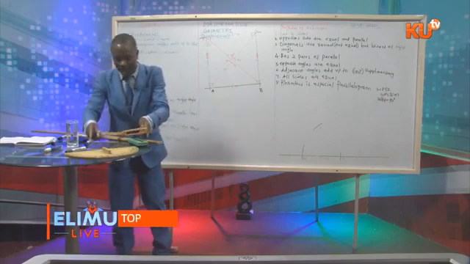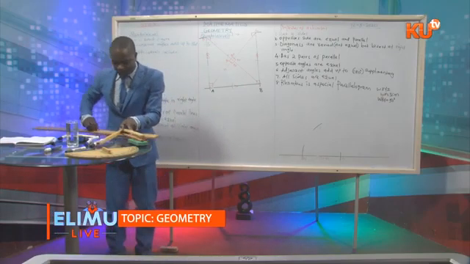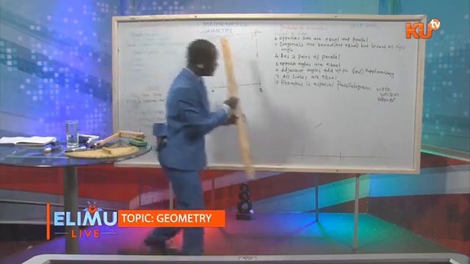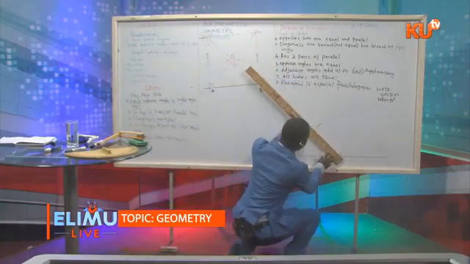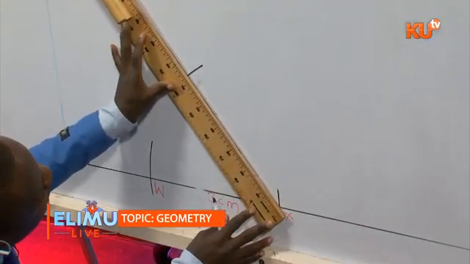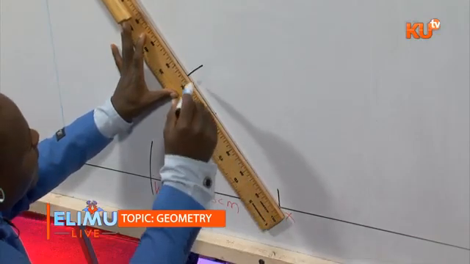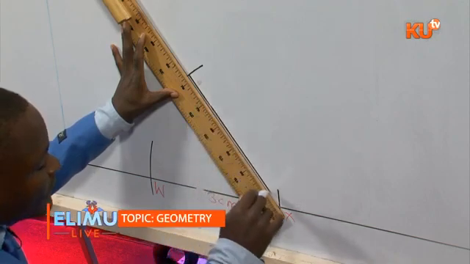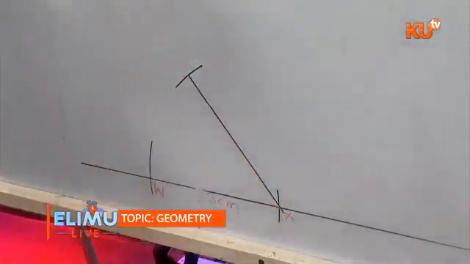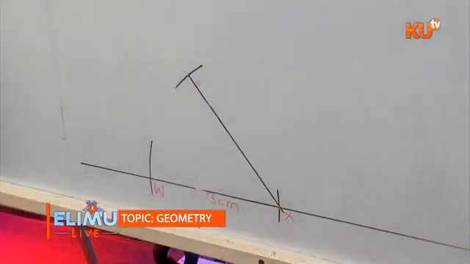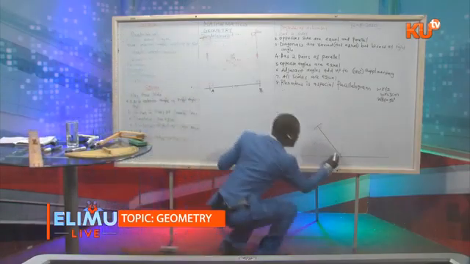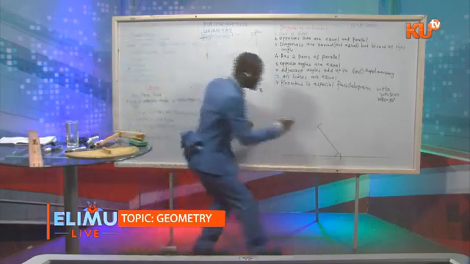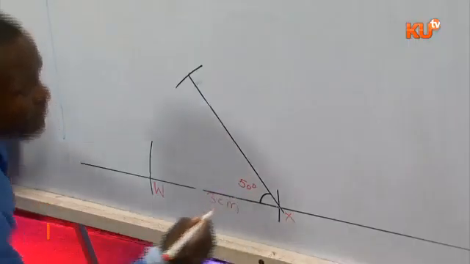Then join that line using a ruler. I draw the line, making sure that it passes through the dot and also reaches where the arc was. So this angle here is 50 degrees. That angle there is 50 degrees, so you indicate 50 degrees.